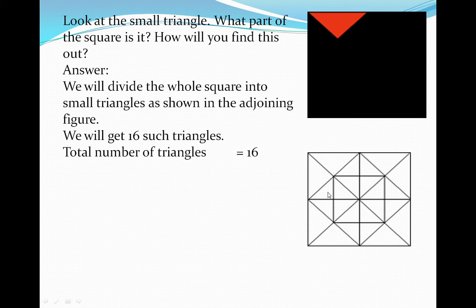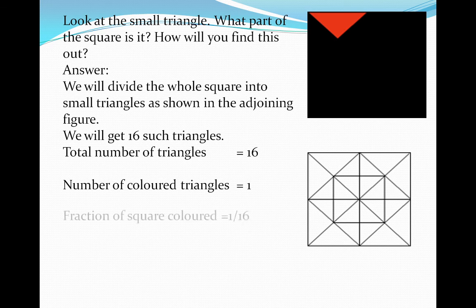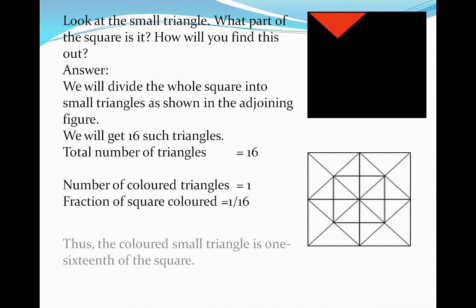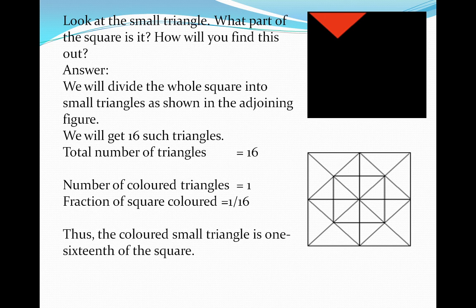1, 2, 3, 4, 5, 6. 1, 2, 3, 4, 5, 6, 7, 8. In this way, you will get the other triangles also. So the number of colored triangles is 1. And the fraction of the square colored is 1 upon 16. Thus, the colored small triangle is 1/16 of the square.